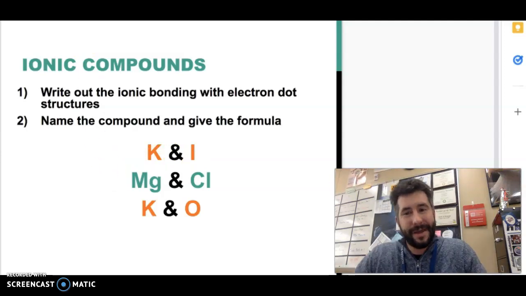Yeah, nice job. So you got potassium has 1 valence and iodine has 7, which means it's going to work out perfectly. 1 potassium for 1 iodine. We call it KI, potassium iodide.